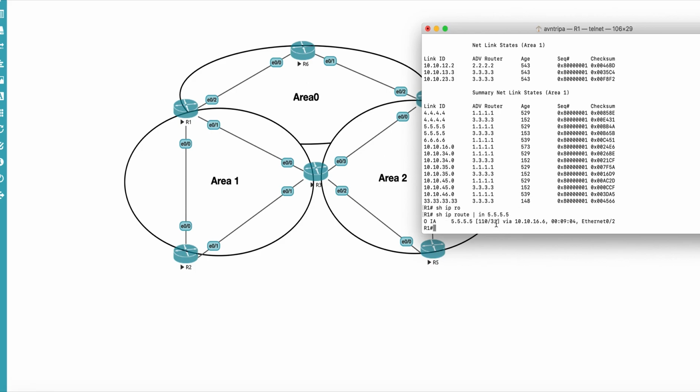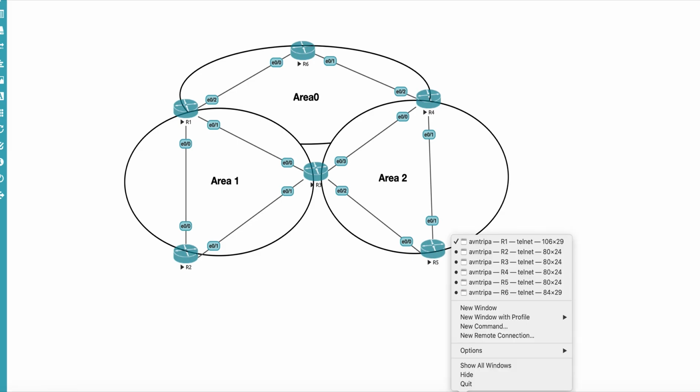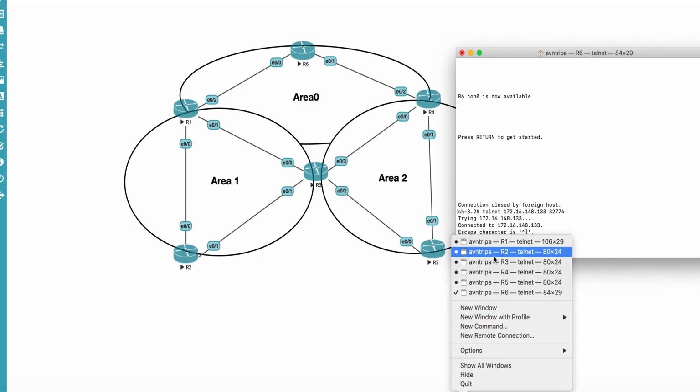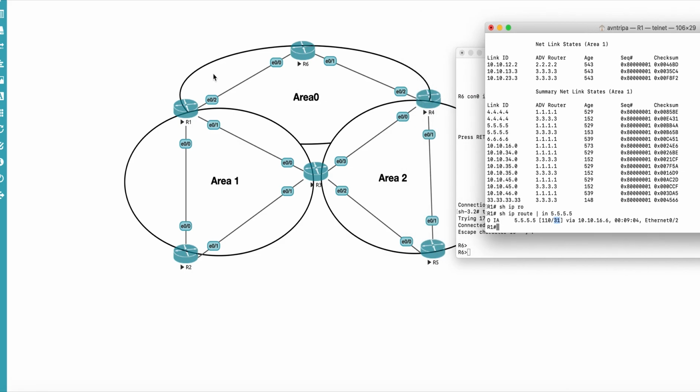So you see that R1 is going to R5 through R6. It is using R1 to R6, R6 to R4, R4 to R5. Why? Because with R6 it has full adjacency. It does not have full adjacency with R3. So it is using 3 Ethernet links, each cost 10, 10, 10, and 1 for loopback. So the total cost is 31.